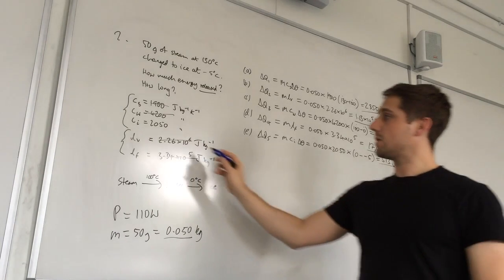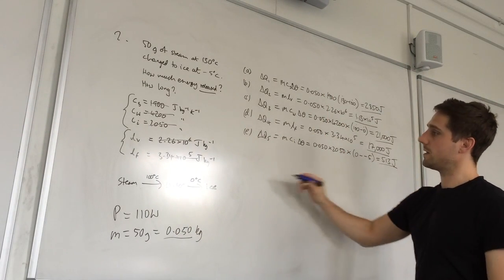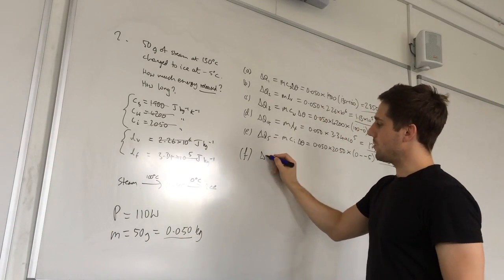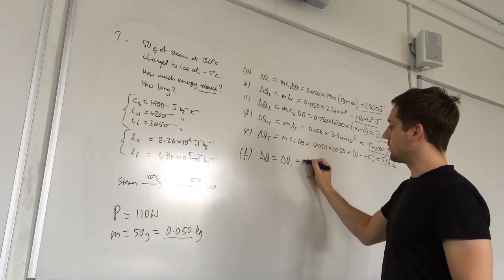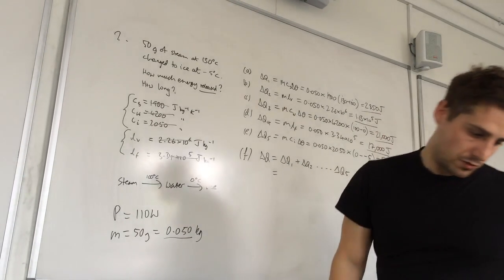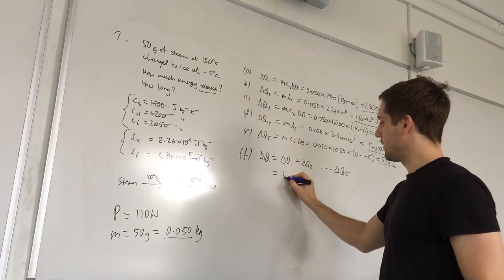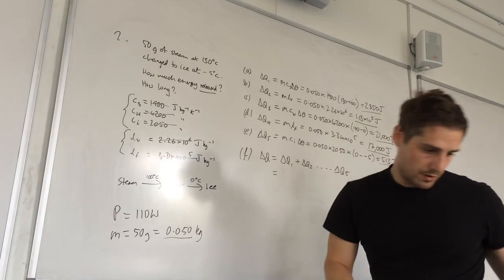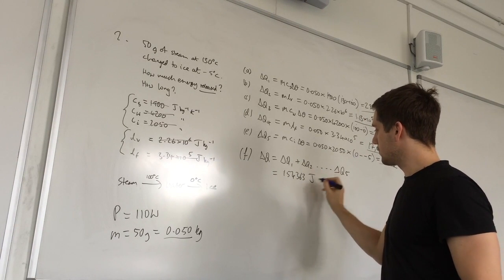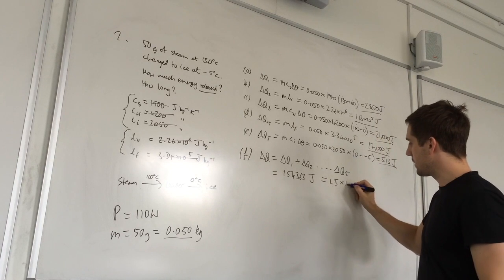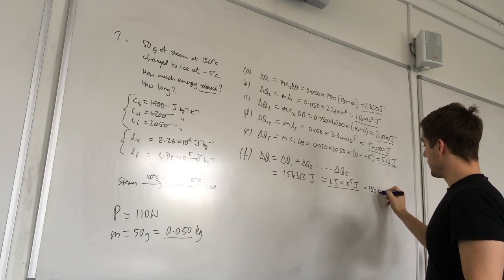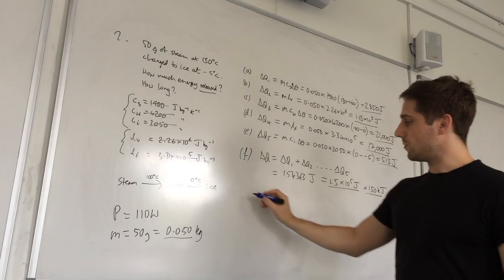So we've got all of our heat flow values up here. In part F, we need to work out what's the total amount of heat energy that's released. So that is delta Q1 plus delta Q2 all the way to delta Q5. When we add up all of those values, we get 154,363 joules, which to two significant figures is 1.5 times 10 to the 5 joules, or 150 kilojoules. I'll write that down too. Okay, so we've got our total heat flow.